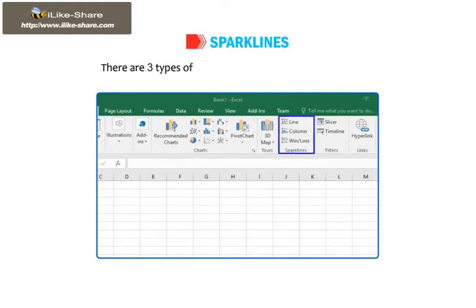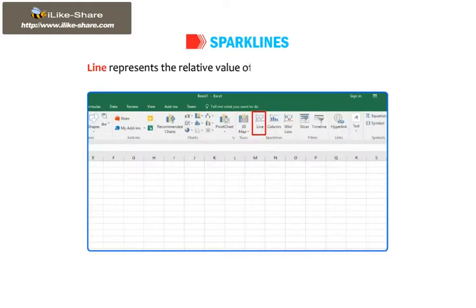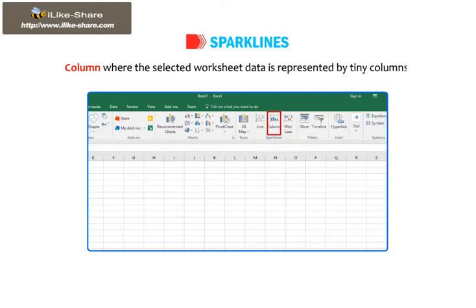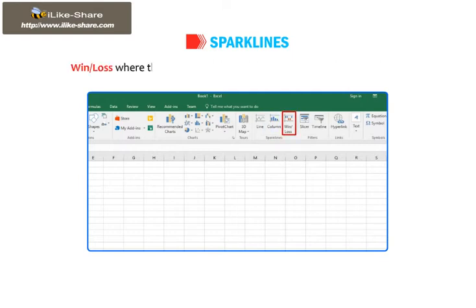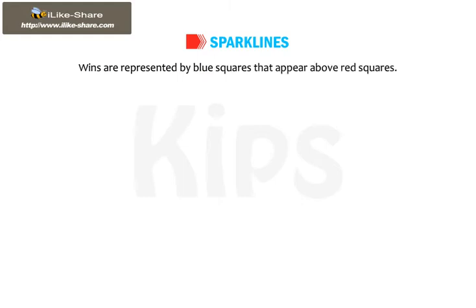There are three types of Sparklines: line, column, and win and loss. Line represents the relative value of the selected worksheet data. Column, where the selected worksheet data is represented by tiny columns. Win or loss, where the selected worksheet data appears as a win or loss chart. Wins are represented by blue squares that appear above red squares.